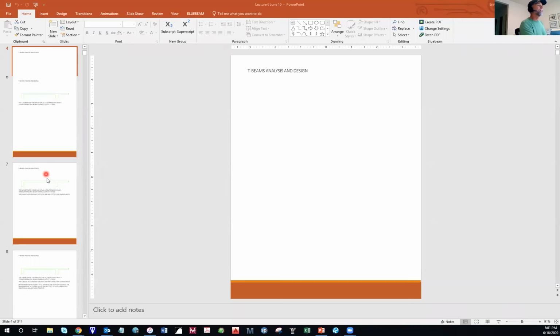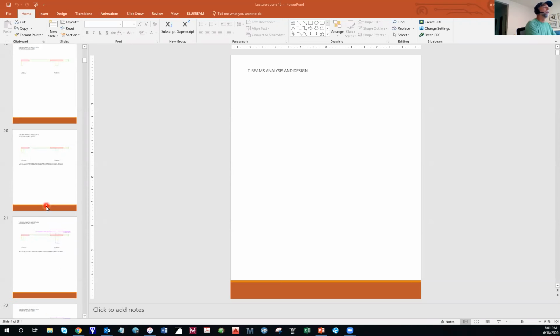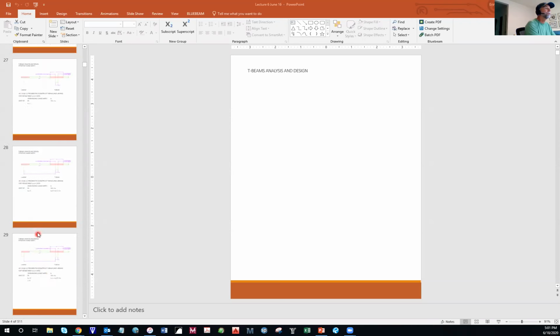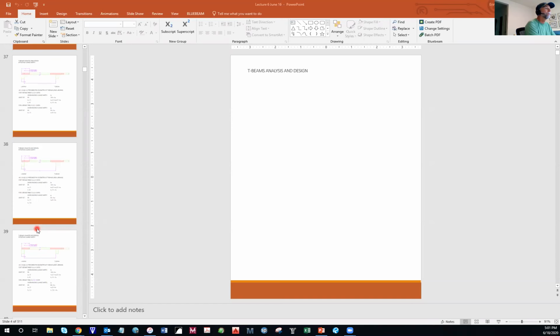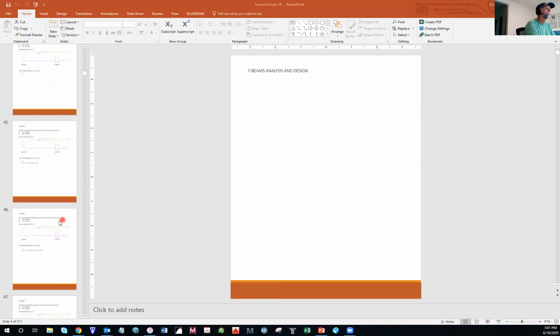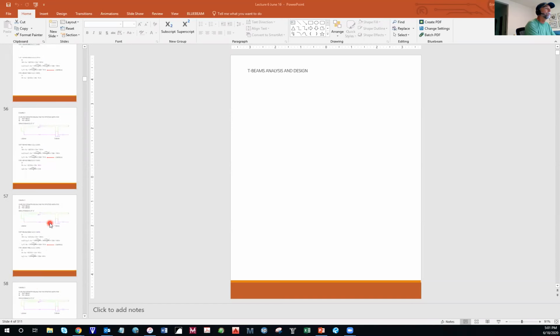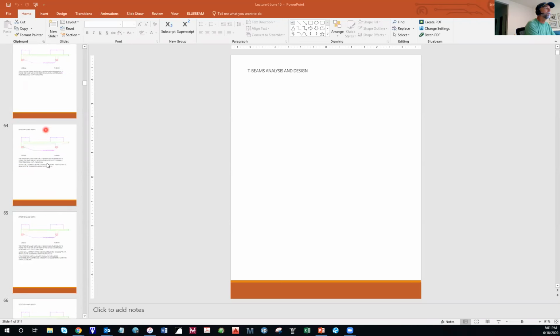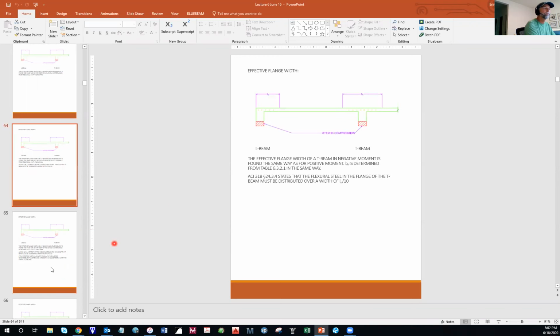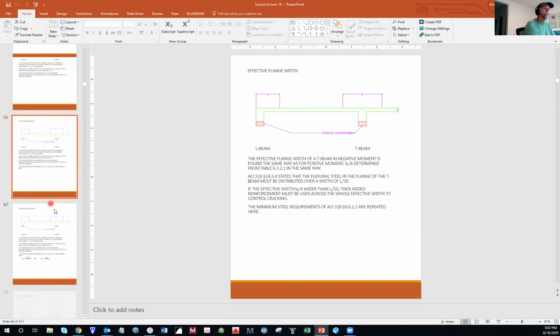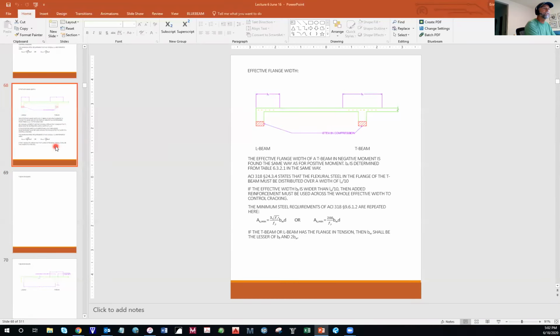So the change that I made is right here. Okay, so it has to do with the minimum steel. And somehow when I was putting together the examples, I kind of got this messed up.